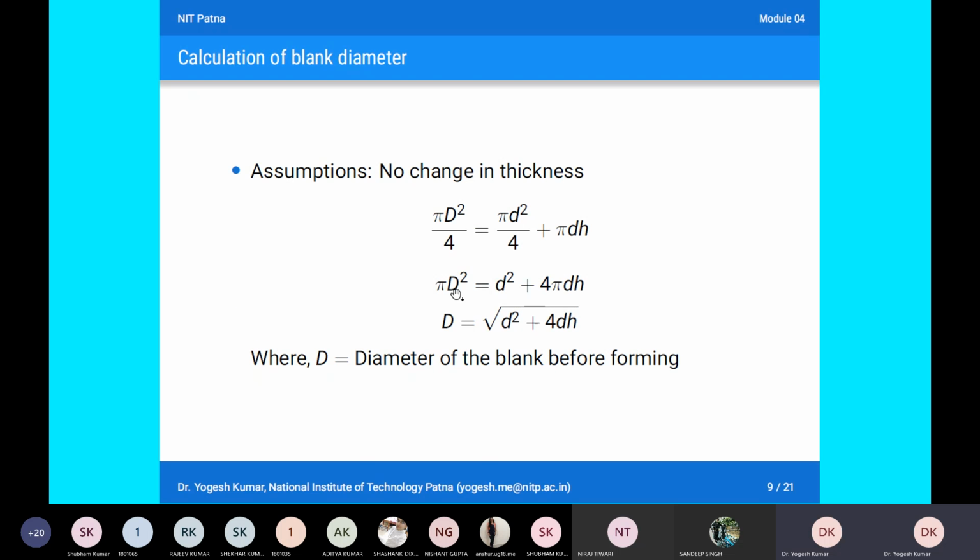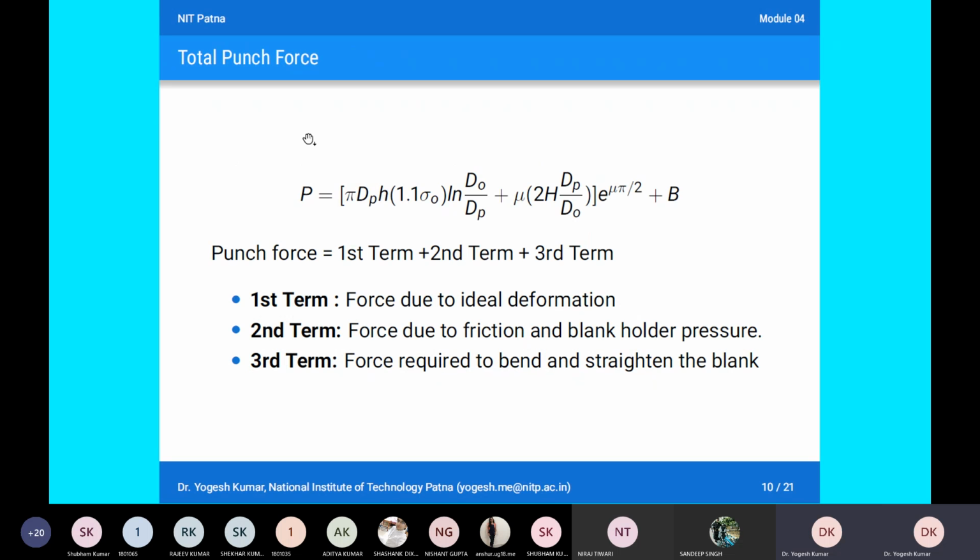Yes, sir. Okay, so this way we can calculate the initial blank diameter depending upon the requirement of the shape and size of your final product. And we can calculate the blank diameter similarly for other complex products also using this volume consistency formula. Always we go through the analysis, that is the volume consistency, in the case of sheet forming processes or any other process.